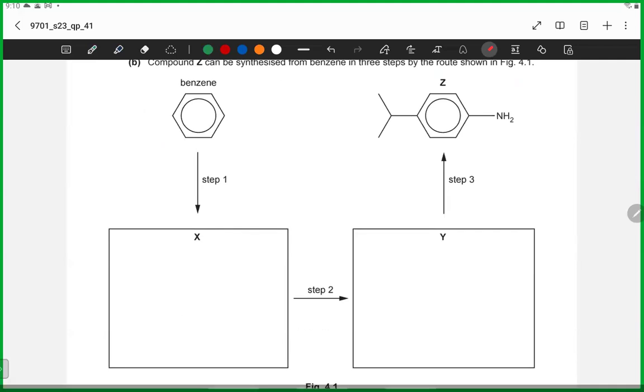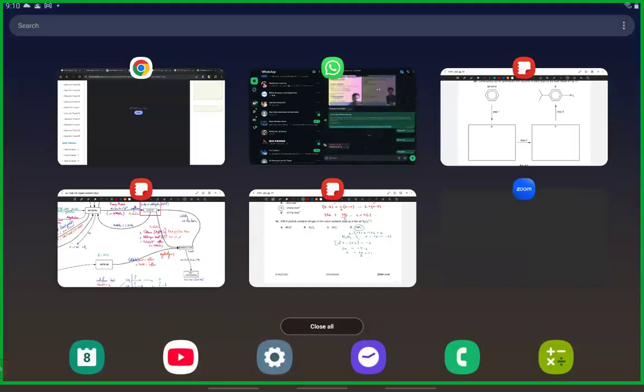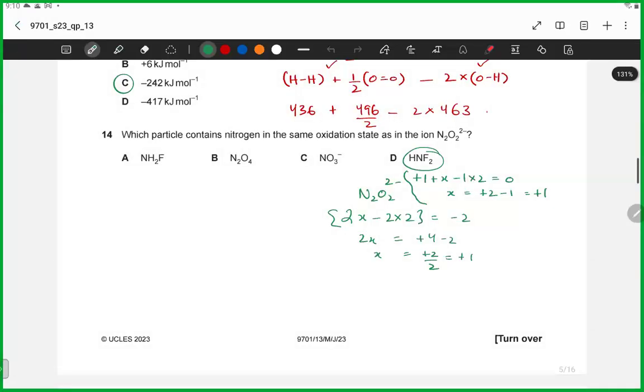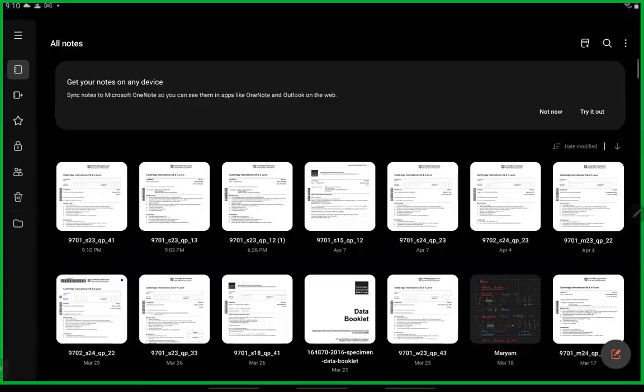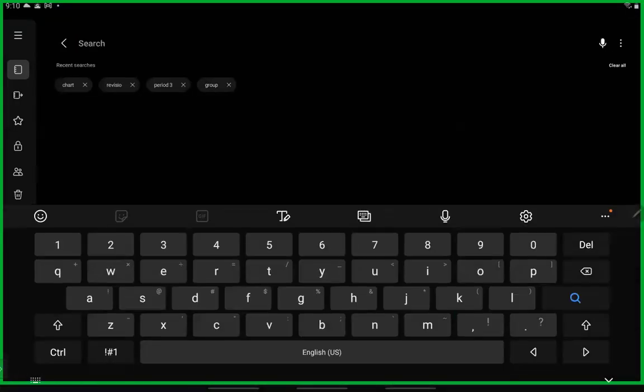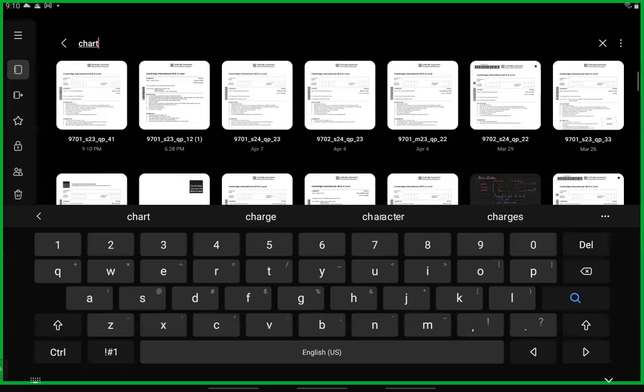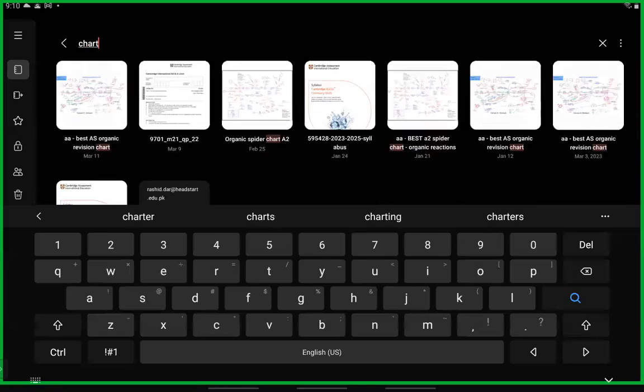I'm just going to try and open the, just one second. Let me open the organic reaction chart so that it's clear. Just a second. If I have this over here, otherwise I'm just going to explain it otherwise. Okay, the spider chart here.